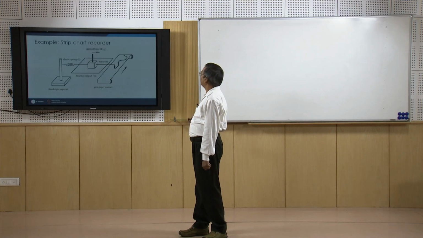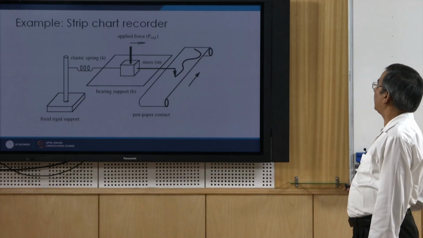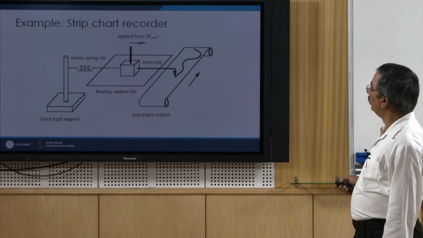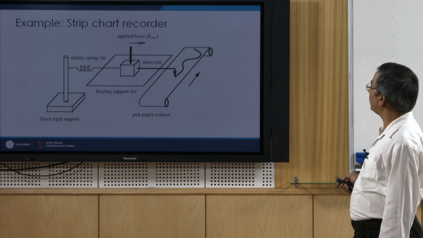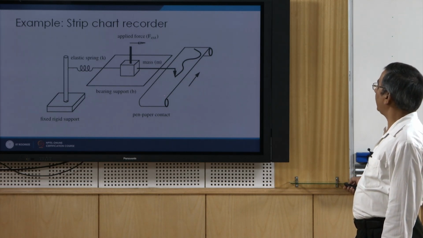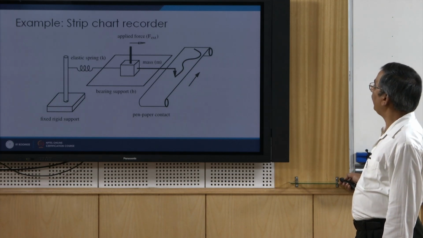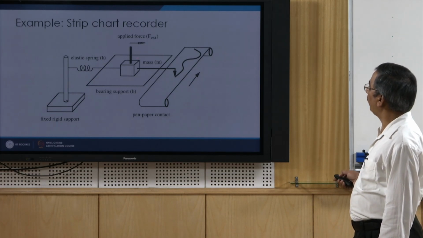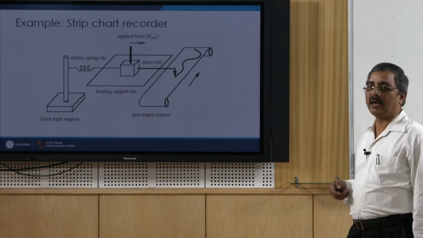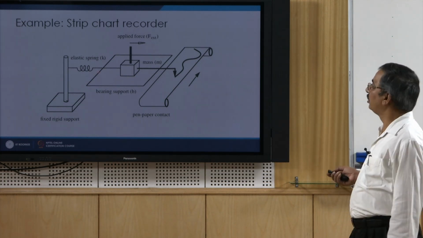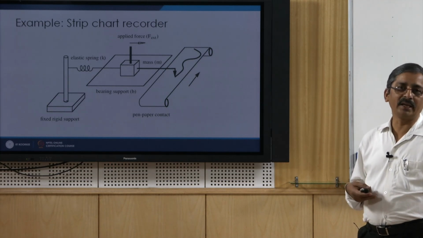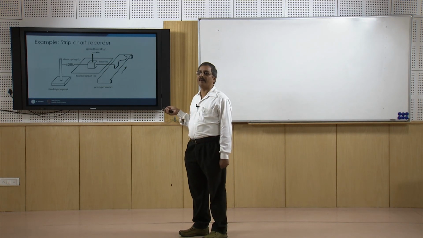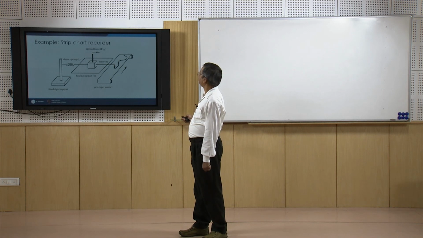Here is another practical example for this, the strip chart recording. Here you can see that there is a fixed rigid support and there is a pole here through which a spring is mounted. There is a mass here which is being supported on, say, a bearing, and there is a pen paper contact, and so there is a force being applied in this direction. For this example we can write the system equation, and the expression is going to be similar to what we have seen in the simple spring mass damper system, and we can analyze the behavior of the system in a similar manner.